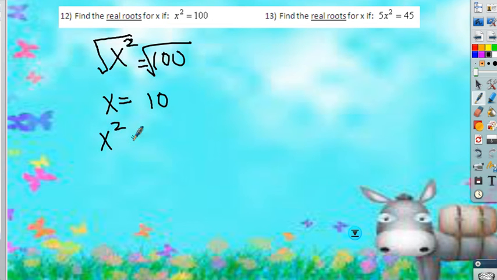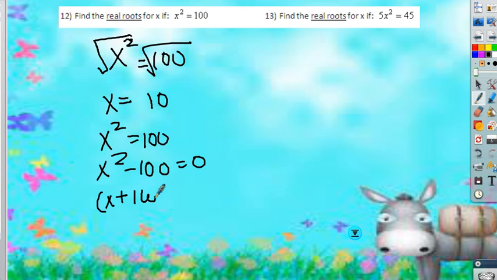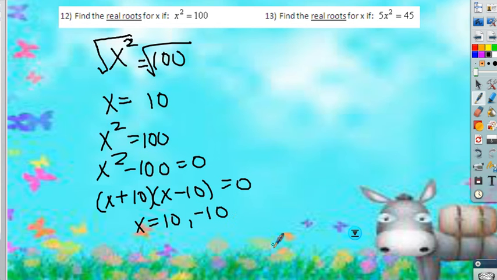In the last chapter, we had equations like this. We set them equal to 0, and we factored. We would get two solutions here, 10 and negative 10.